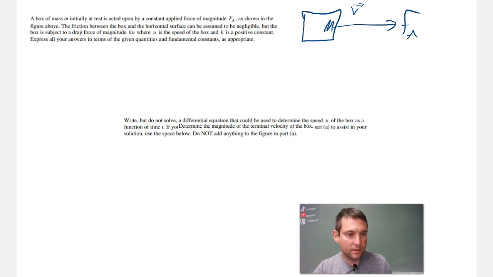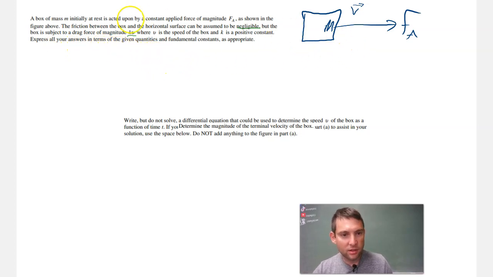All right, let's look at this problem here. A box of mass m initially at rest is acted upon by a constant applied force, Fa, as shown in the figure to the right. The friction between the box and the horizontal surface can be assumed to be negligible, but the box is subject to a drag force of magnitude kv, where v is the speed of the box and k is a positive constant. Express all of your answers.